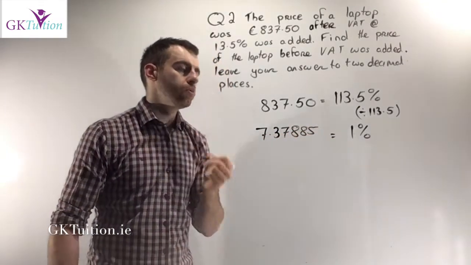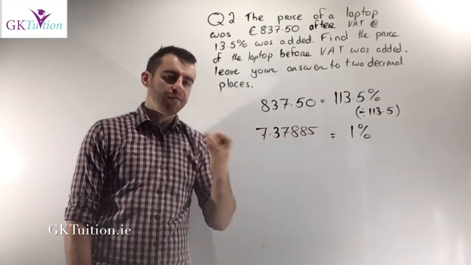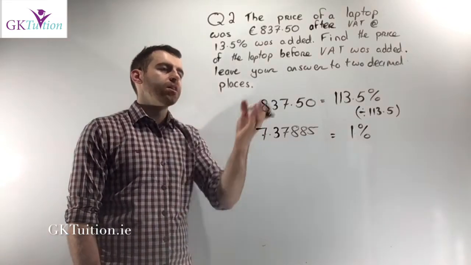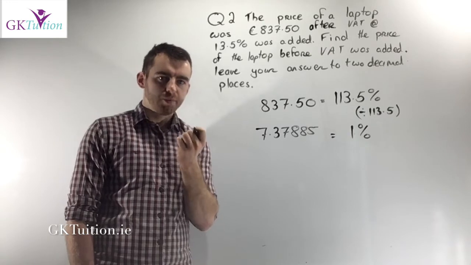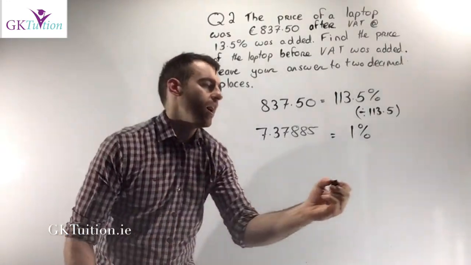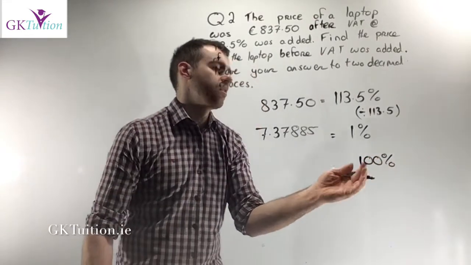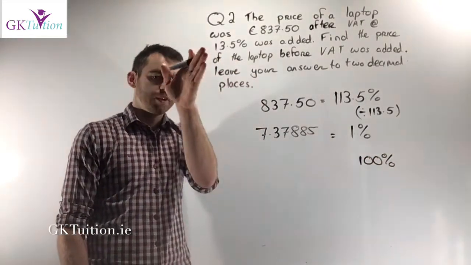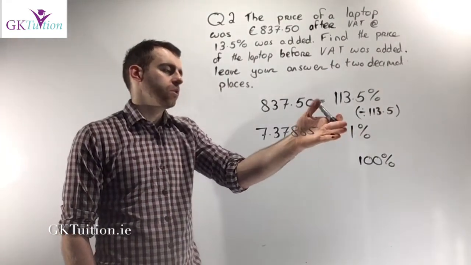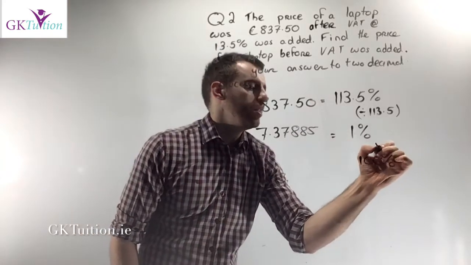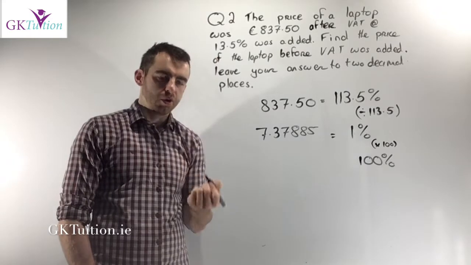7.37885. 1% of the price of the laptop was €7.37885. Now the question asked me to find the price before VAT was added. We always consider the price before VAT was added as being 100%. I want to know what is 100%. What is the cost of this laptop before the 13.5% had been added on? If you know 1%, obviously in order to turn 1 into a 100, I need to multiply by 100. So in this case, we're going to multiply both sides by 100.